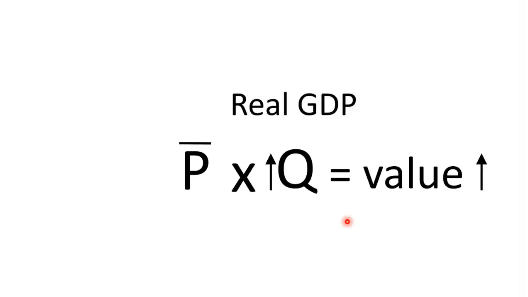Real GDP is a change in Q, holding P constant. So a nice little memory tool is real GDP is a change in real economic activity. So the key here is to remember GDP is a measurement of economic activity, and the activity we're using to represent the economy is output. That's it.